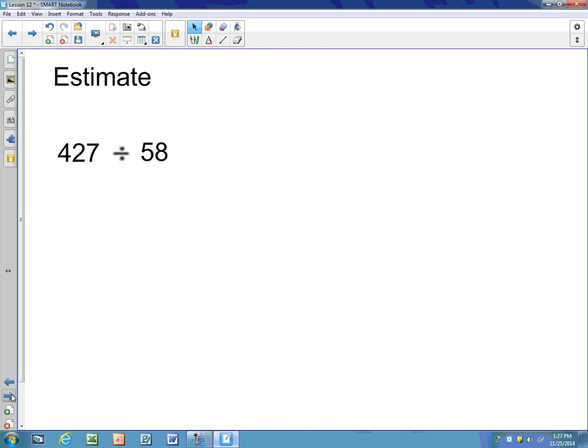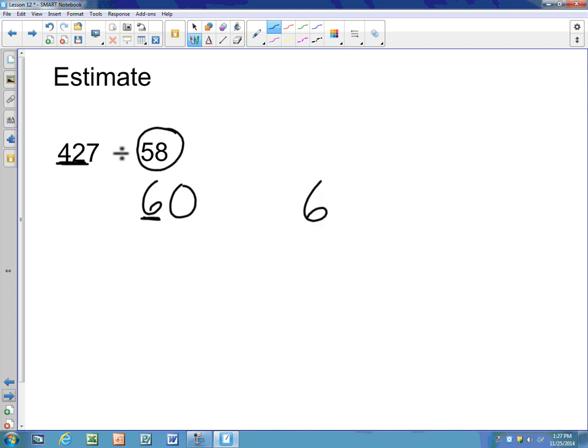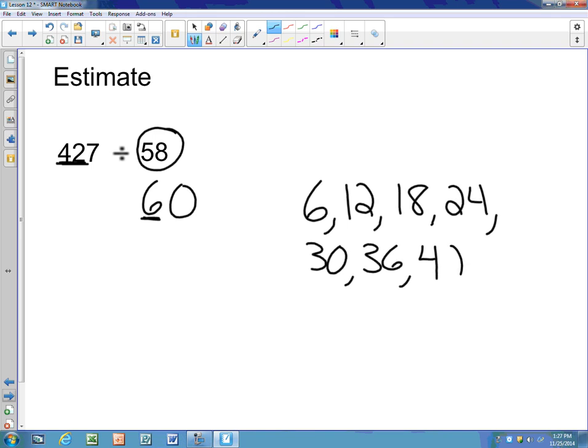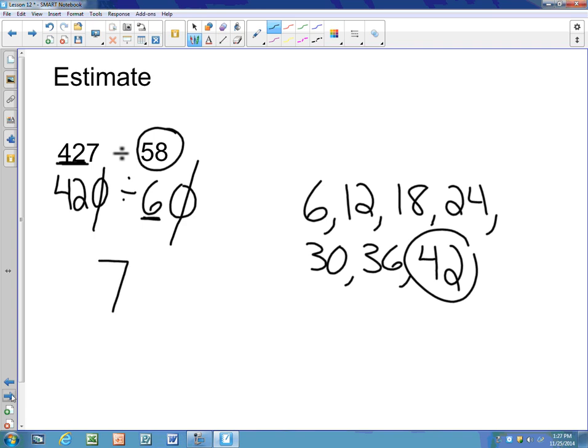Next problem, we're going to do this again. We're going to round my divisor to 60. I'm going to skip count by 6 to get either 4 or 42, whichever I can get close to. So I'm going to skip count on the side. 6, 12, 18, 24, 30, 36, 42. That 42 was right here. Change the 7 to a 0. And now I can do what I learned, which is my 0 rule. And 42 divided by 6 is 7.